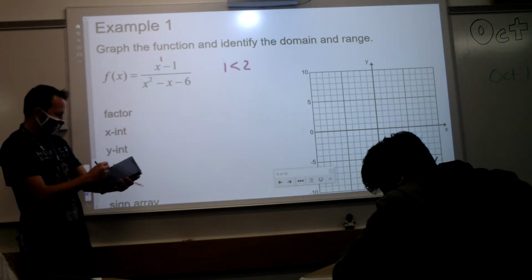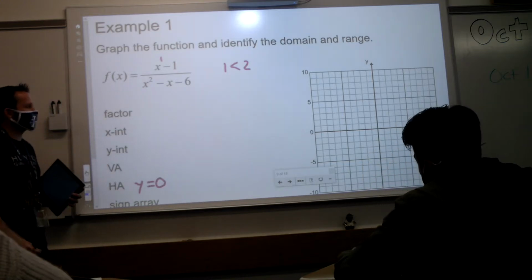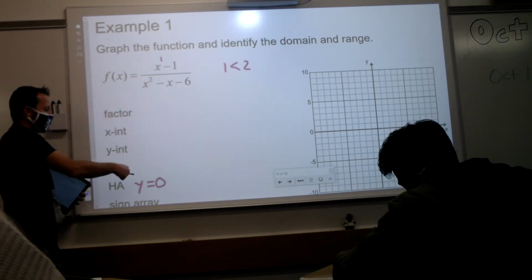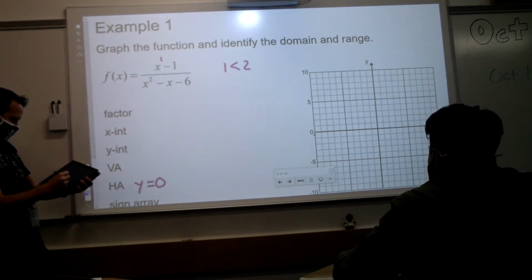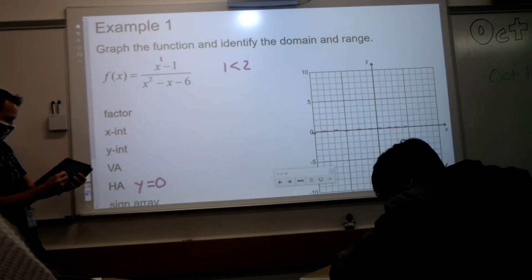Y equals 0. So I just have HA, that's for horizontal asymptote. My horizontal asymptote is just y equals 0. So if the degree of your numerator is less than the denominator, you get y equals 0. So I'm going to put a little dashed line at y equals 0, just like that.